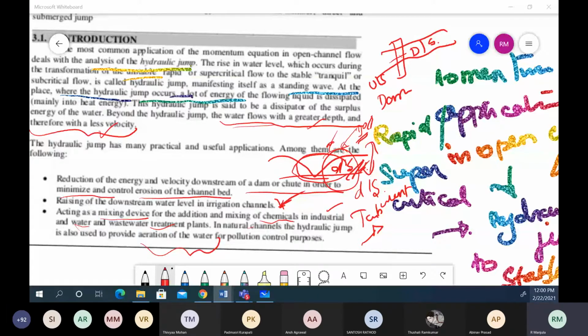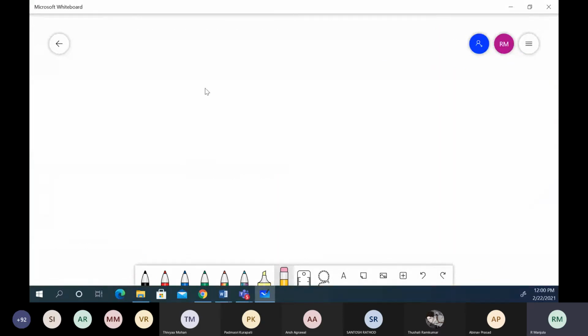So this is the general discussion on hydraulic jump. Now, how are we going to analyze the hydraulic jump using the momentum equation? For analyzing the hydraulic jump, we need to know what is specific energy. What is meant by specific energy?